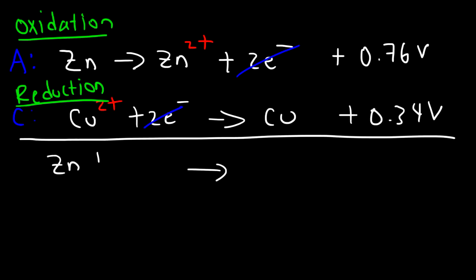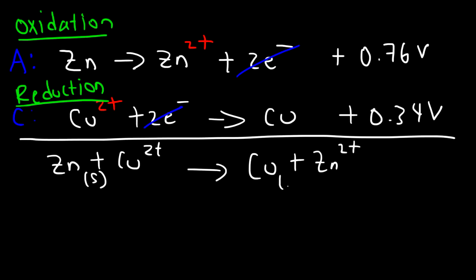So this is going to be zinc plus copper. And on the right side, we have copper and zinc 2+. So zinc is a metal, so it's in a solid state. And on the right side, copper is a metal. Now the ions are dissolved in water, so they're in the aqueous state.